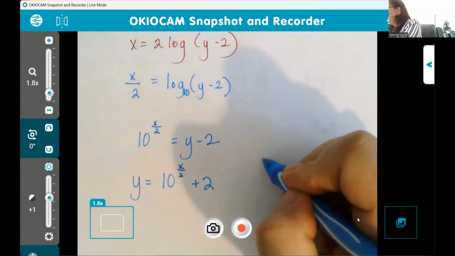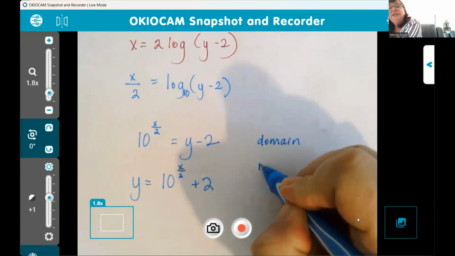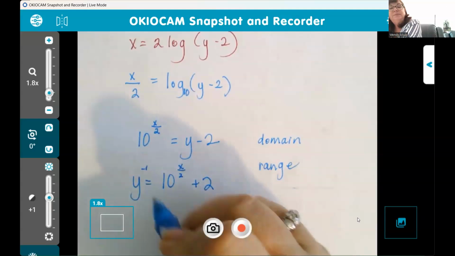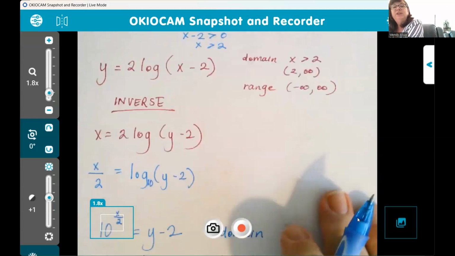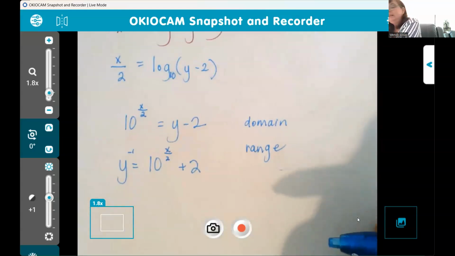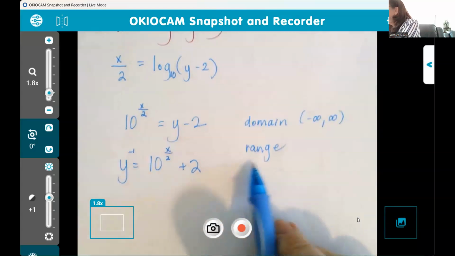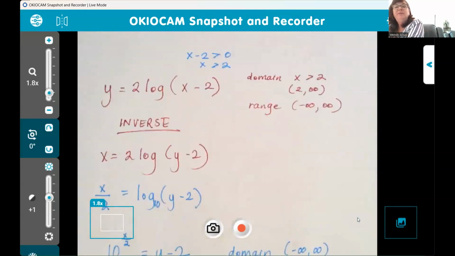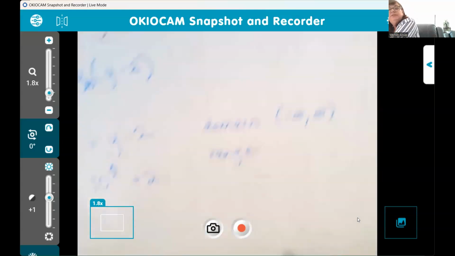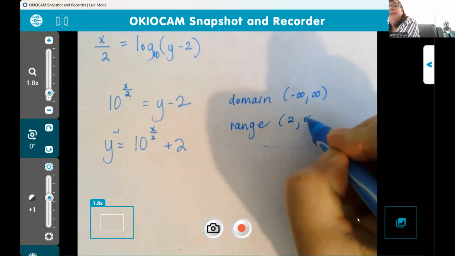Now you might again say, well, gosh, that's going to be hard to find the domain and range. That looks complicated. No, it's the simplest thing ever. Okay. Domain of this inverse function is the range of the original. The range of the original is negative infinity to infinity. So now the domain is negative infinity to infinity. The range will be the domain of the original. The domain of the original is 2 to infinity. So now for the inverse, the range is 2 to infinity.